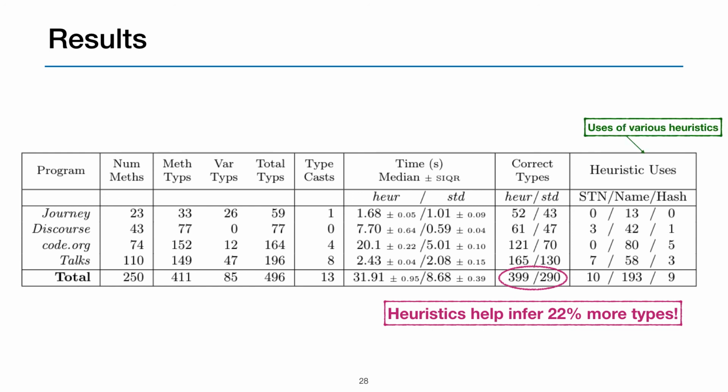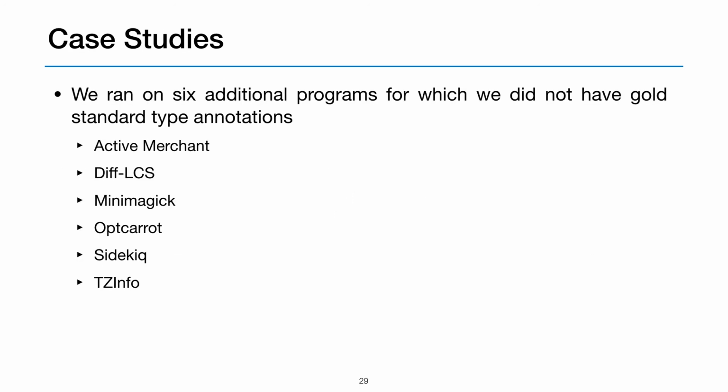Finally, we show the number of uses for the struct to nominal, name-based, and hash heuristics. Clearly, name-based heuristics were the most useful for this group of apps, having been used 193 times during inference. In addition to running on the 4 benchmarks we just saw, we also ran InferDL on 6 additional case study programs for which we did not have gold standard type annotations.